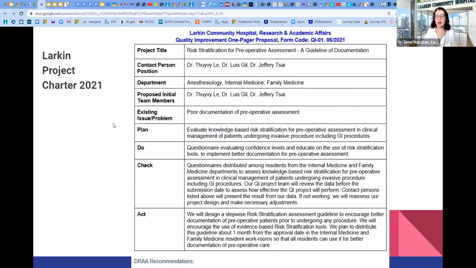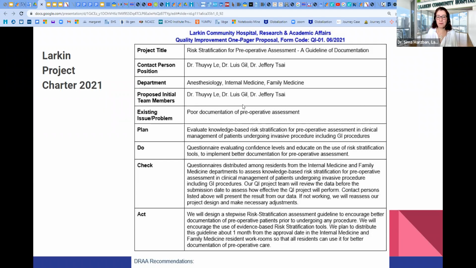Another example, our Larkin project charter. We designed this project charter last year in our department. You see here, project title, contact person, department, team members, initial team members, because we are connecting these people with team volunteers for research. So that was the initial team members. Existing issue: what's the existing issue? Poor documentation of pre-operative assessment.